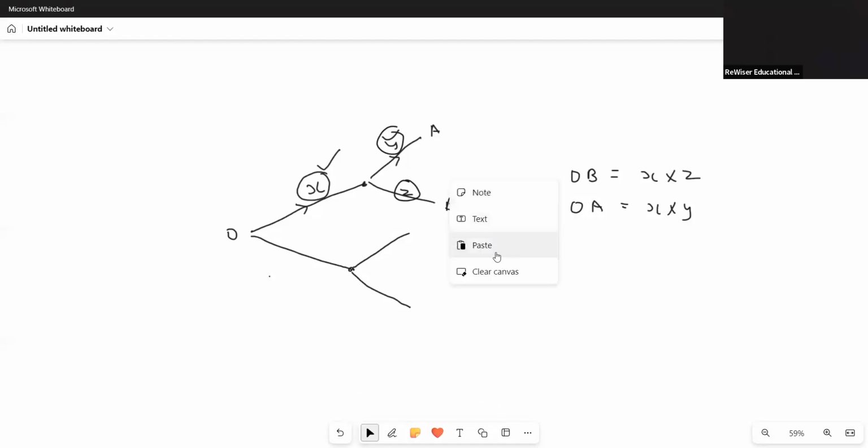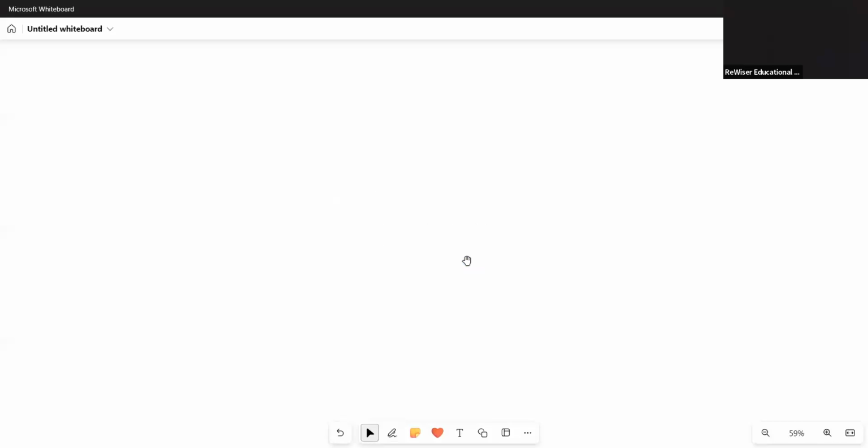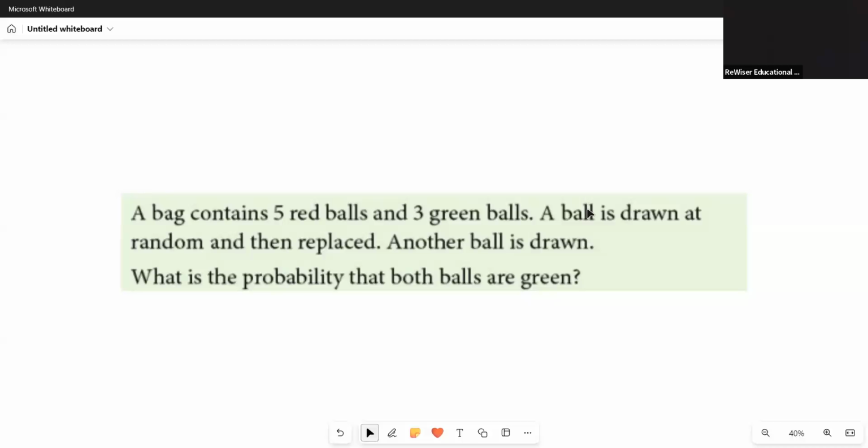I'll show you an example of how a tree diagram question looks. So we can see here, this is a tree diagram question that we'll be discussing. It says that a bag contains 5 red balls and 3 green balls. A ball is drawn at random and then replaced. Another ball is drawn. What is the probability that both balls are green? For this, we need to draw a tree diagram. It will obviously have 2 branches, one red and the other green. There are 5 red balls and the total number of balls is 8, so the probability of getting a red ball is 5 by 8. Similarly, green is 3 by 8.